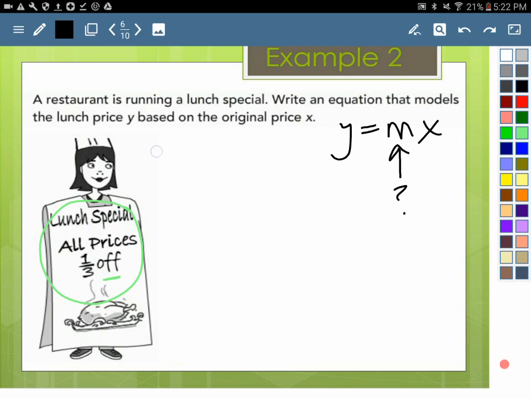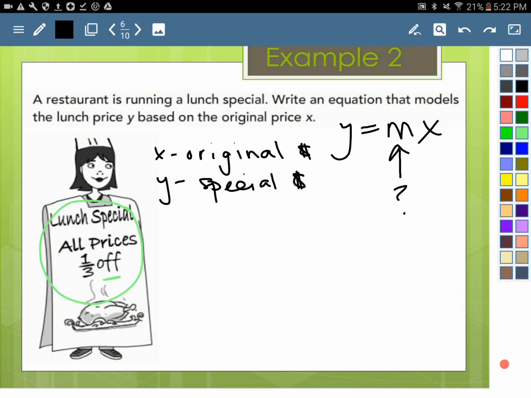Well, x, let's call x the original cost. Let's call y the special price. Okay, so what can we multiply the original cost by to get to the new cost, y?